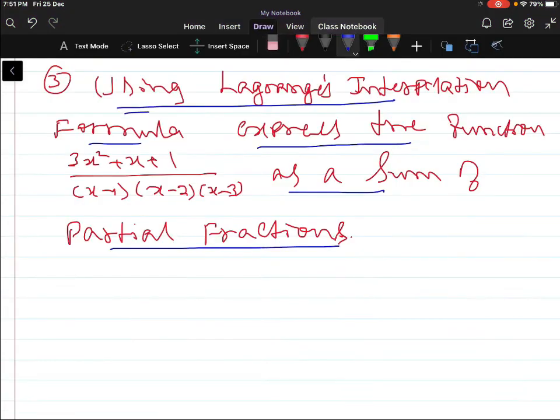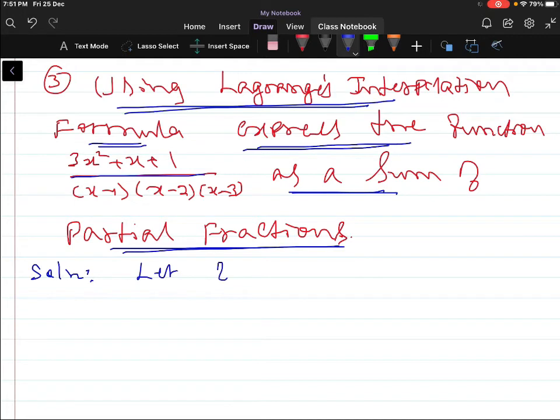So let us consider the next problem. Using Lagrange's interpolation formula, express the function (3x square plus x plus 1) divided by (x minus 1)(x minus 2)(x minus 3) as a sum of partial fractions. So let us move to the solution.